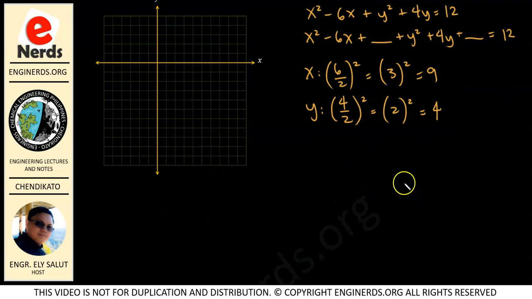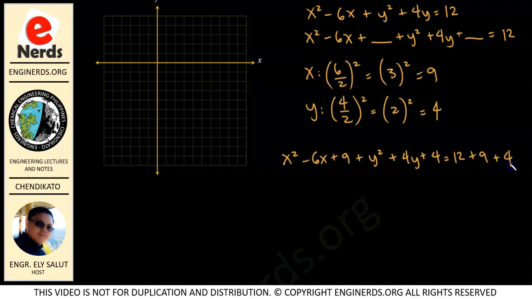So, we're going to write that here. We have x squared minus 6x plus yung constant natin dito, which is 9, plus y squared plus 4y plus ang value ng blank natin dito, which is 4, is equal to 12. So, kung ano yung in-add natin sa left side, we're going to add also sa right side ng ating equation. So, plus 9 and plus 4.